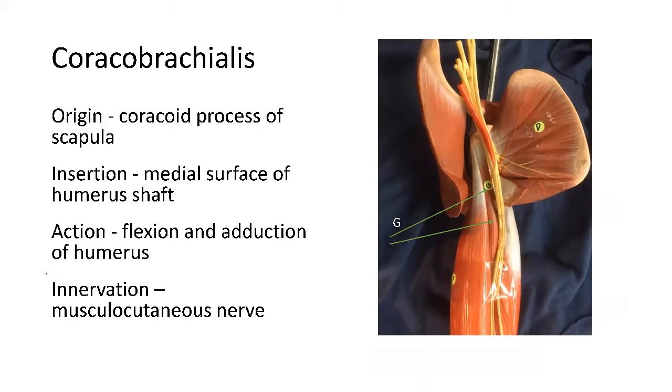Coracobrachialis is actually a little tiny muscle in the shoulder. Its origin is on that coracoid process of the scapula, and its insertion is on the medial surface of the humerus. The action is flexion and adduction. So when I say it's small, it's from here on the coracoid process, which I just circled. It's muscle G, and it's really tiny. It's that big. I just outlined it in the red, so you can see where muscle G is and where those green arrows go.